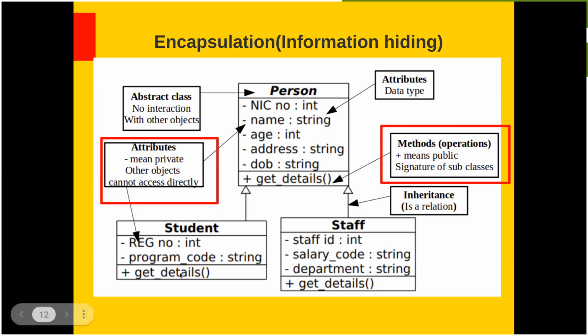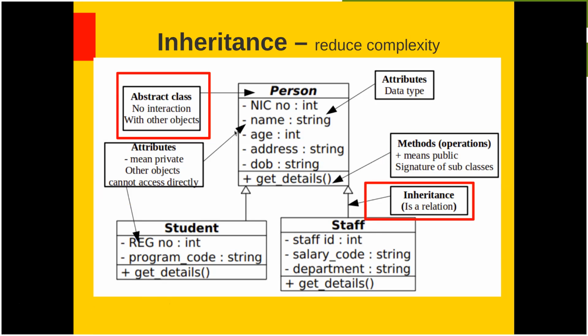So get details. These are operations. This minus sign means private. Plus sign means public. Inheritance, as I explained earlier, this is inheritance. This is an abstract class. These are relationships here. The relationship with the arrow without color. This arrow sign is without color.